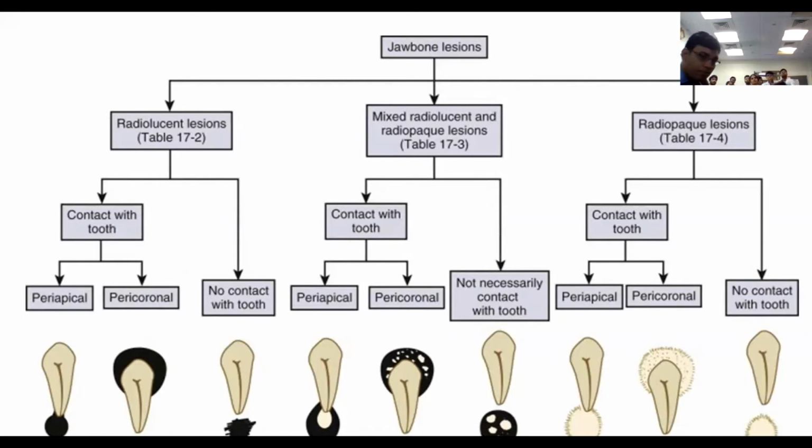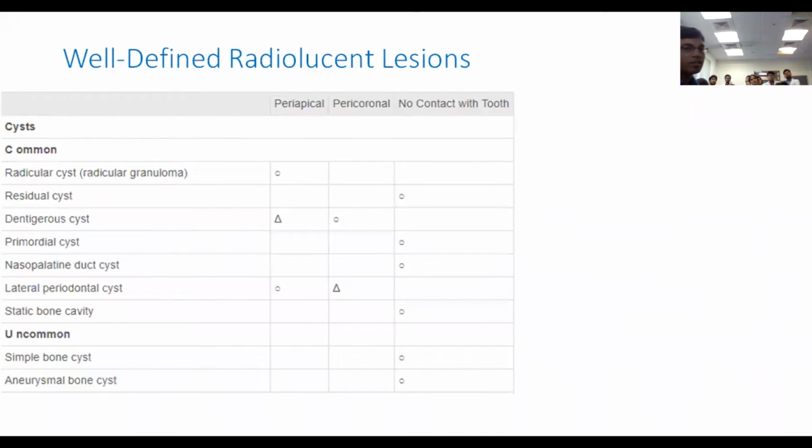So, we draw this diagram now. Don't forget if it comes. So, there are many lesions. Actually, if you classify according to whether it is in contact or without contact, so periapical, pericoronal, and no contact with the tooth. Subsequently, 3, then you actually redistribute onto 3. So total will be 9. So 9 subsets will be there, and then subsequently you can organize these things.